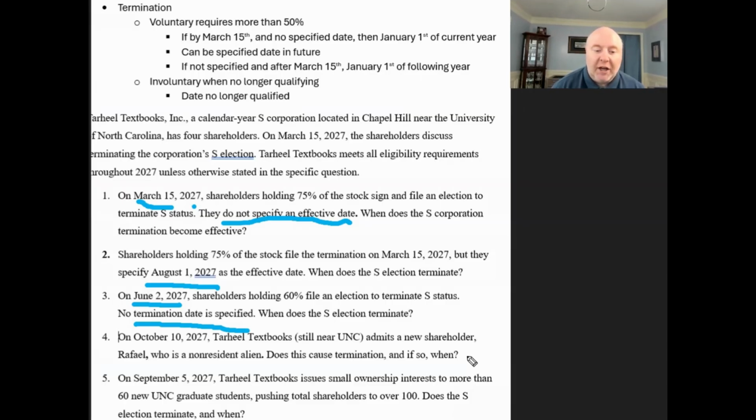Okay. On September 5th, 2027, Tar Heel Textbook issues small ownership interests to more than 60 UNC graduate students, pushing that total to over 100 shareholders. Does the S election terminate and when? Yeah, they have over 100, so I'm assuming that the family rule is not applying here. So it's going to terminate on September 5th, 2027. So that's going to be the termination date on it.